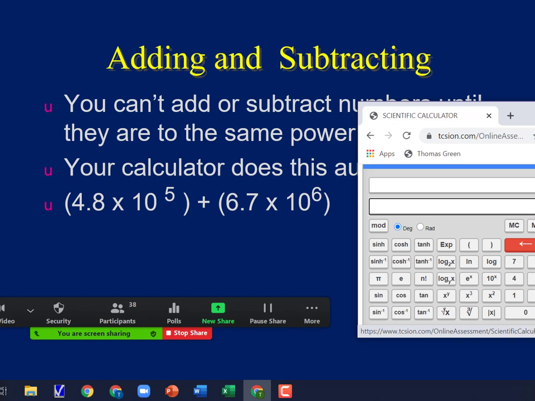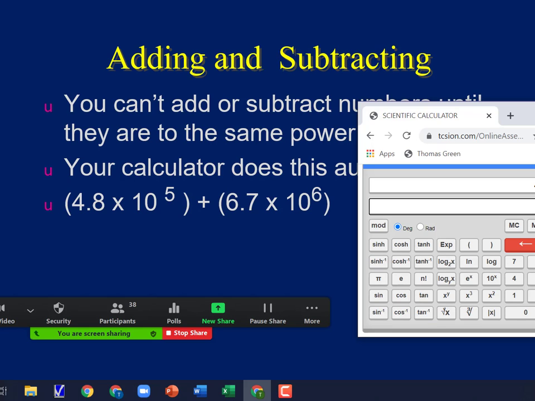4.8, then hit the special button on your calculator. Mine says EXP. Yours may say EE or 10 to the X. See, I wrote 4.8 and it wrote an E. My calculator writes an E instead of times 10 to the. The EXP stands for times 10 to the. And then I just need to enter the exponent 5. And to that I want to add 6.7 EXP 6, equals.